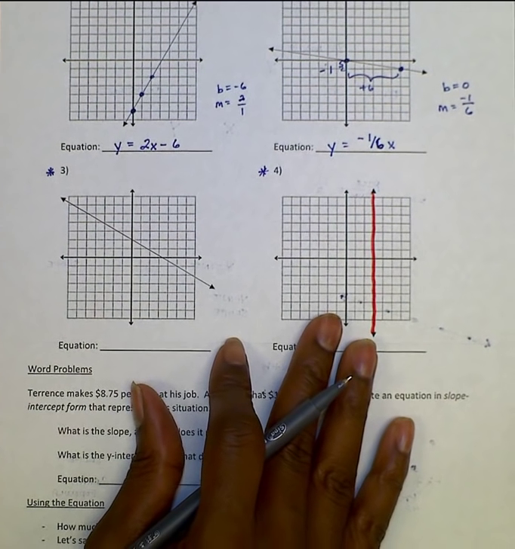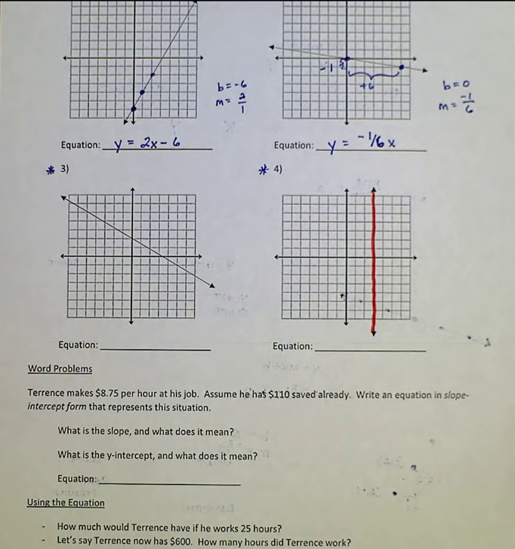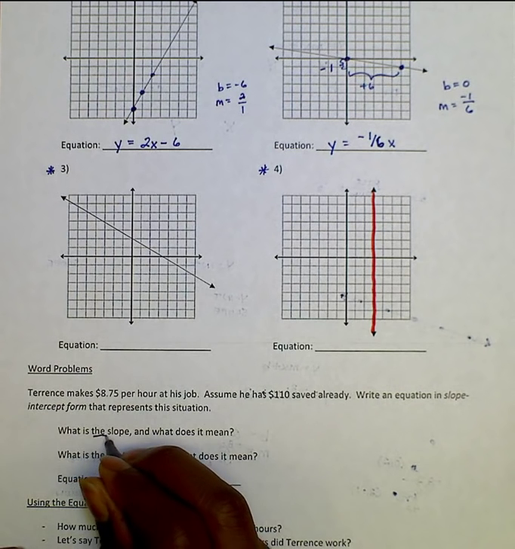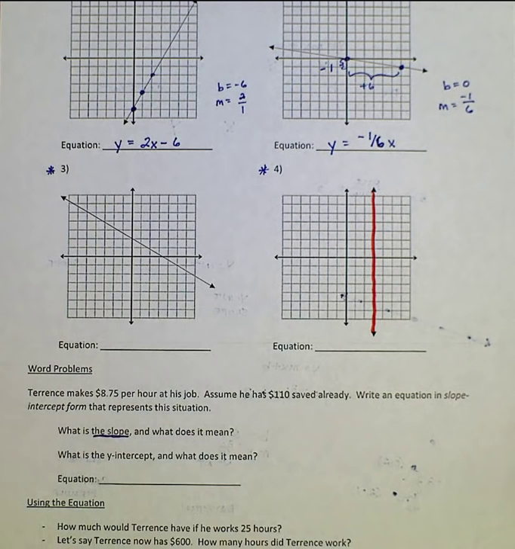For this problem, it says Terrence makes $8.75 per hour at his job. Assume he has $110 saved already. Write an equation in slope-intercept form that represents this situation. Okay, what is the slope? Okay, and so this is where we have to think a little bit. Remember that slope in a line tells us how much the line changes. How much does Terrence's money situation change?